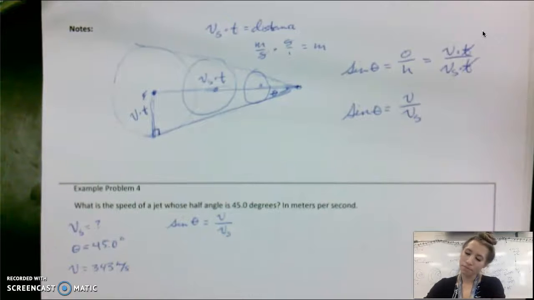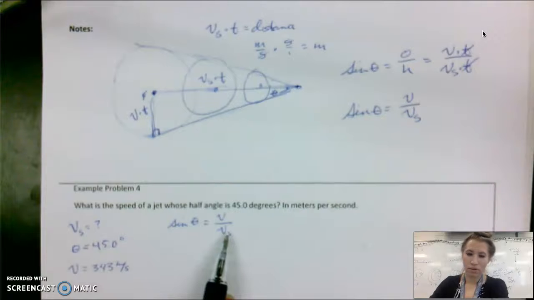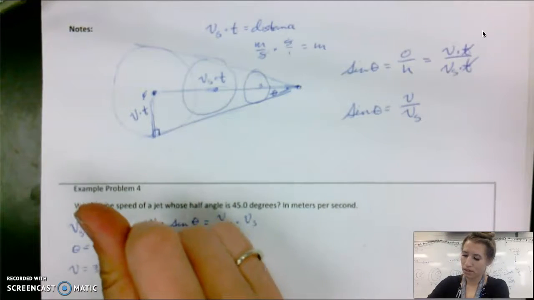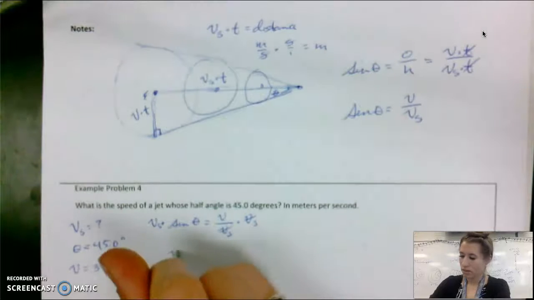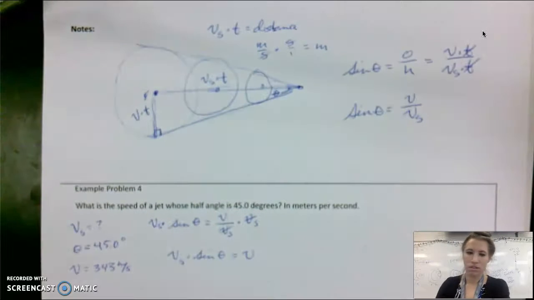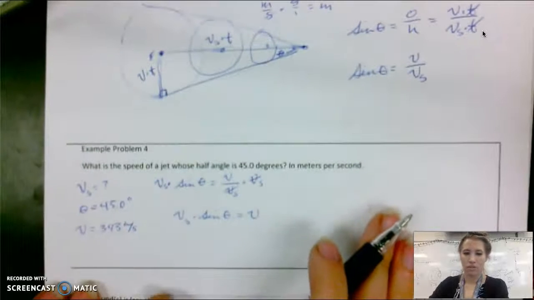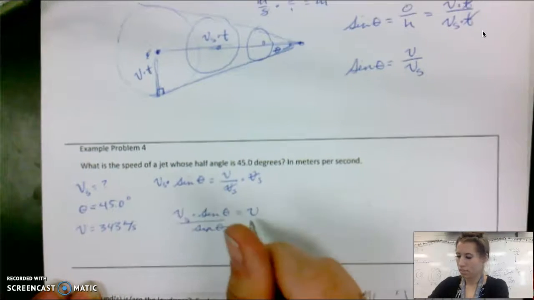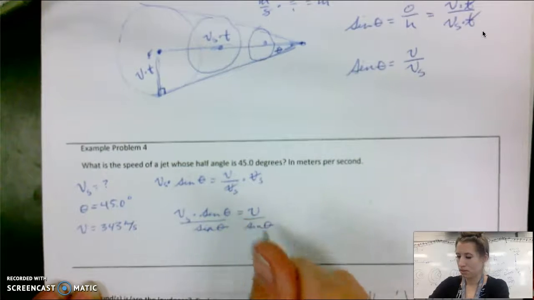Now, please, let's rearrange this equation, but let's keep it symbolically. Let's rearrange this symbolically before we plug in our numbers, okay? So this is what we're solving for. So I'm going to multiply both sides by velocity of the object because I want to get it out of the denominator there. So I have velocity of the object multiplied by sine theta equals the velocity of sound, and I will divide by sine theta to get velocity of the object by itself because that's what I'm solving for.